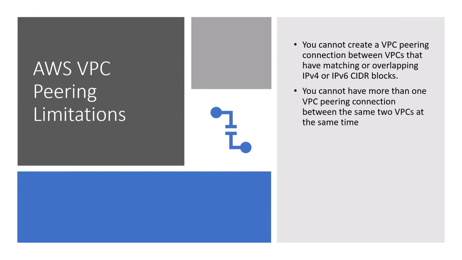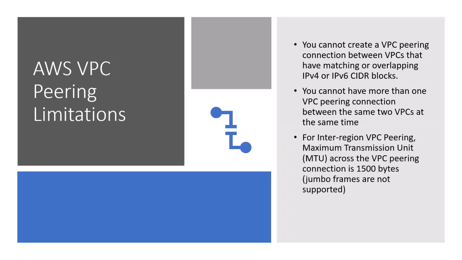At one time between two VPCs, you cannot have more than one VPC peering. So you cannot have one if you want a standby or a kind of high availability connection. It's not required, guys. The one connection is sufficient because AWS takes care of the high availability or single point of failure, as I said initially. So only one VPC peering connection is allowed between the same two VPCs at the same time.